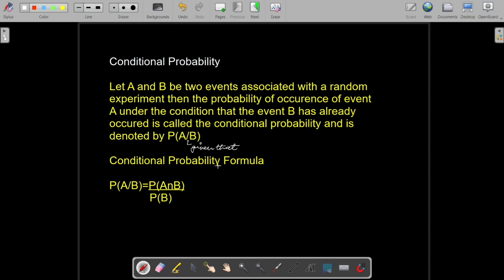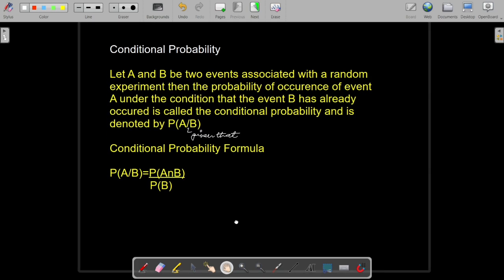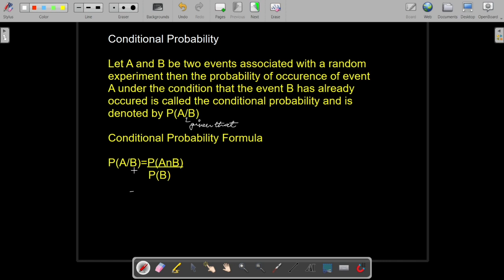It is given by the conditional probability formula. What is the formula? Probability of occurrence of A given that event B has already occurred is equal to probability of A intersection B divided by probability of B. आप इसको ऐसे भी याद कर सकते हैं. If यहाँ पर आपका B है तो नीचे आपका probability of B आएगा. And here also one more thing, probability of B is not equal to 0.